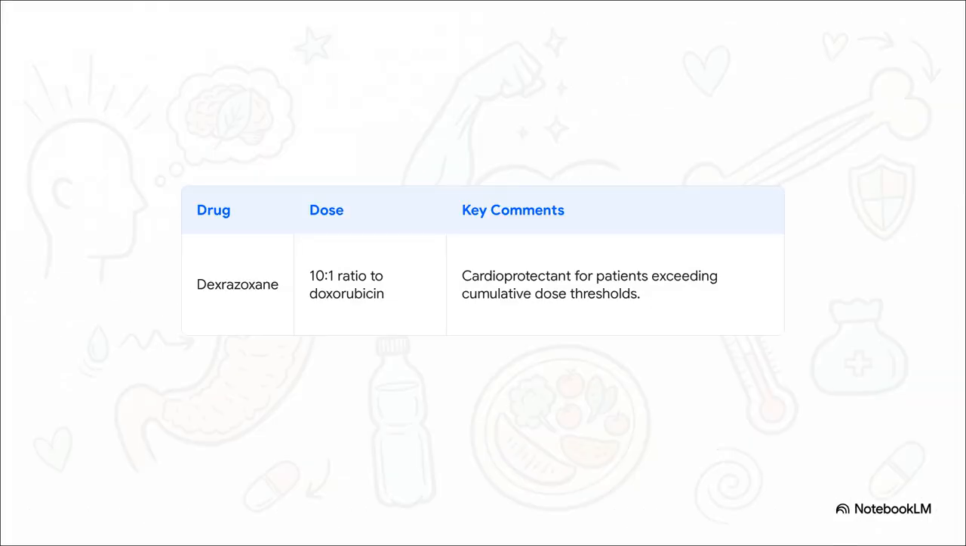So what's our special tool for anthracycline cardiotoxicity? It's dexrazoxane. It's an iron chelator that we use pretty selectively in patients, often those with metastatic breast cancer who are about to exceed their cumulative doxorubicin dose limit. We don't use it for everyone because there's still a lingering concern that it might reduce the chemo's efficacy.